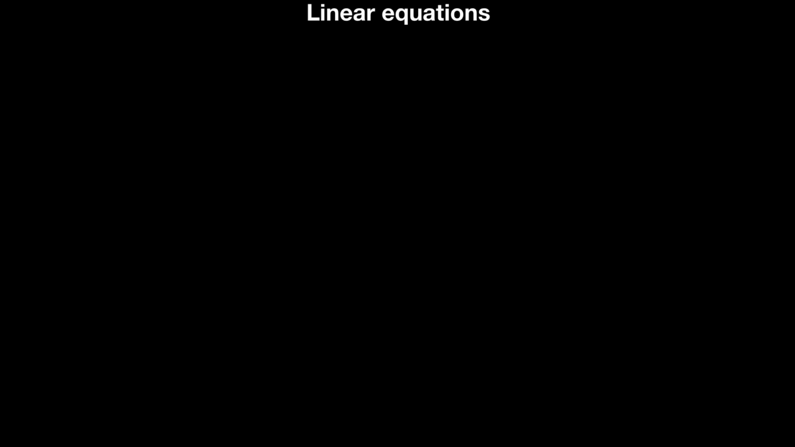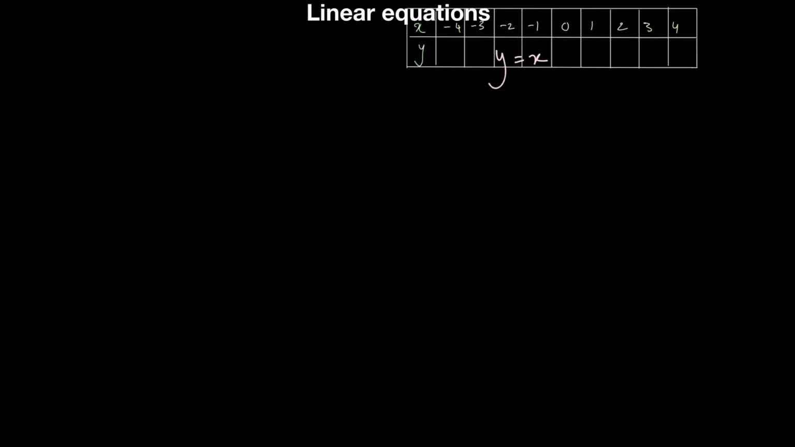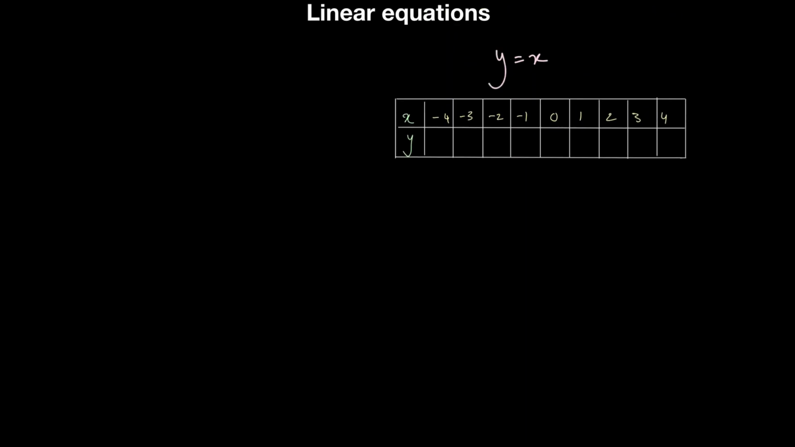So in this video, we're going to be going over linear equations. The simplest linear equation that we know about is the equation y is equal to x. Now, if y is equal to x, what that means is that for any value of x, y has the exact same value as x. So if x is equal to 0, y is also equal to 0. When x is 1, y is 1, x is 2, y is 2, and so on.